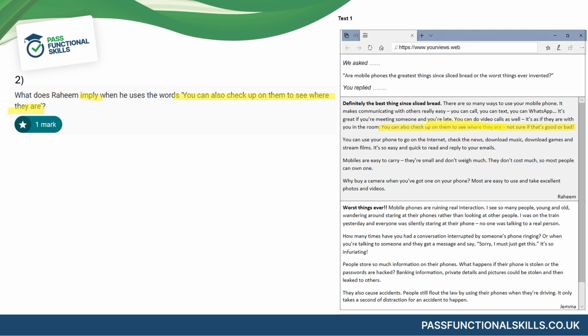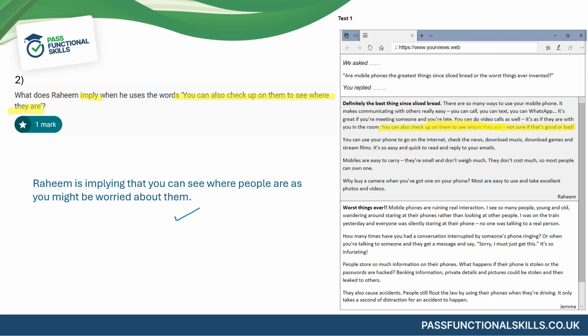To answer this question, we need to think about any reasons as to why the author might want to check up on someone. If you in real life wanted to check up on someone, you might just wonder what they're doing, you might be worried about them, or you might even be suspicious about what they're doing. So we're just looking for any valid reason as to why Raheem or anyone might want to check up on someone. In the written solution here, we've got Raheem is implying that you can see where people are as you might be worried about them, and that would be enough to get you the 1 mark there.